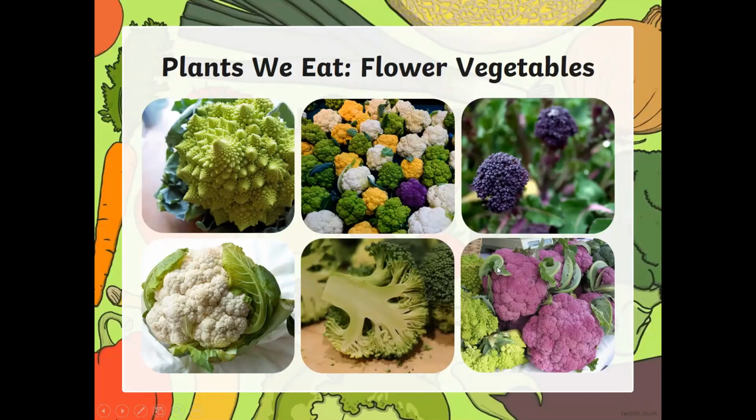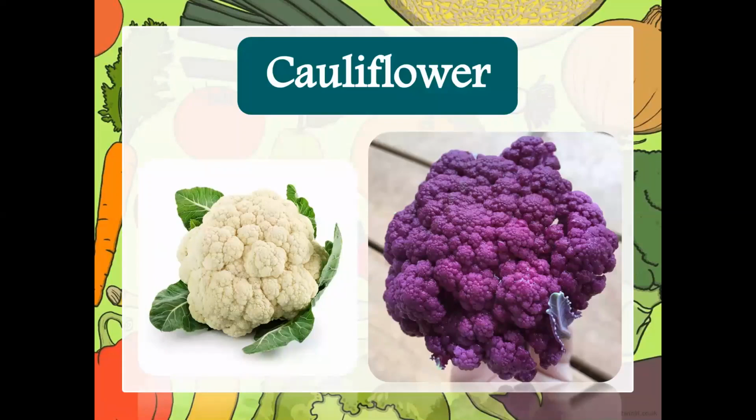Now we finished the root vegetables, leaf vegetables, and the stem vegetables. We are going to talk about the flower vegetables. Now, from its name, flower vegetables. So these vegetables look like flowers, okay? From these vegetables, we have the cauliflower. Pay attention to the pronunciation. It's a cauliflower, okay?